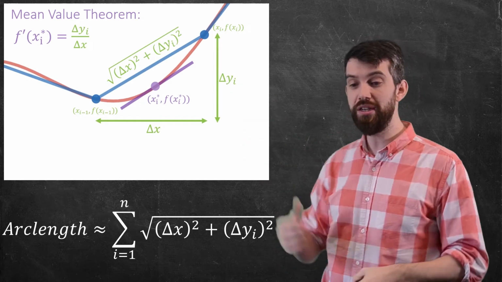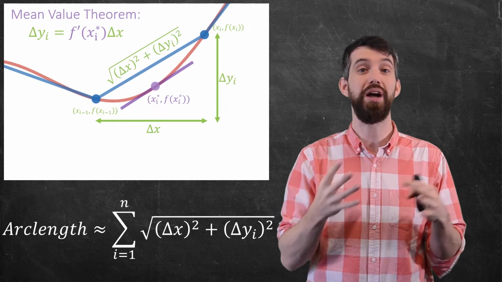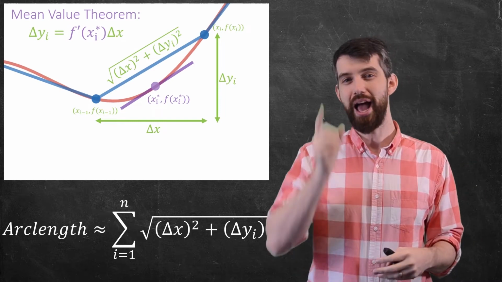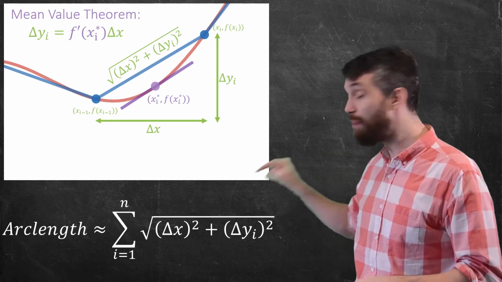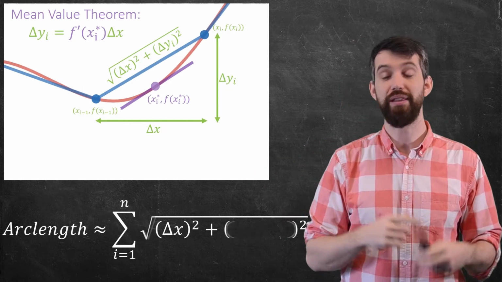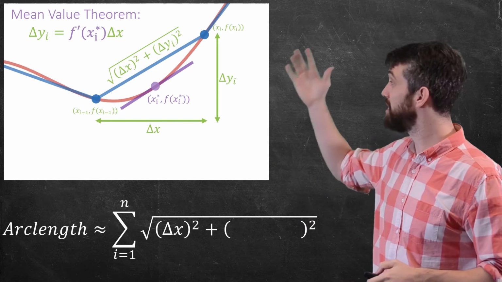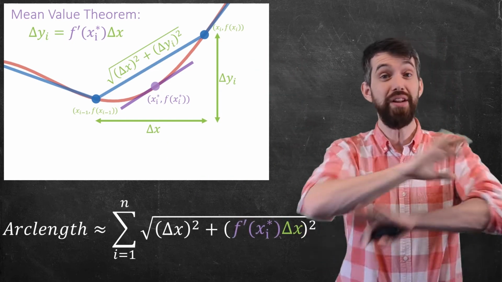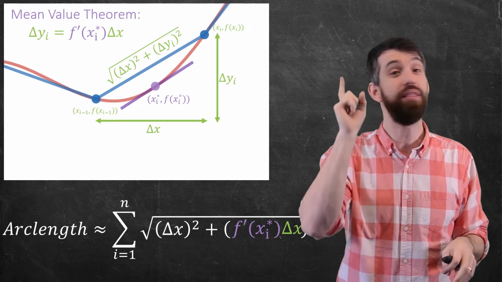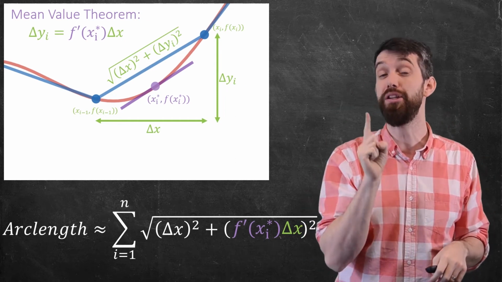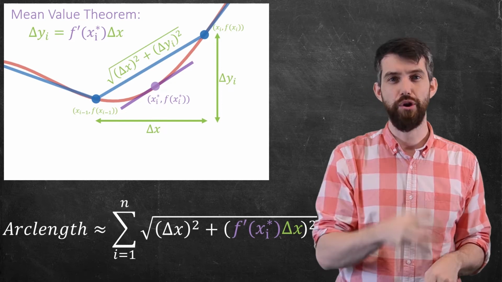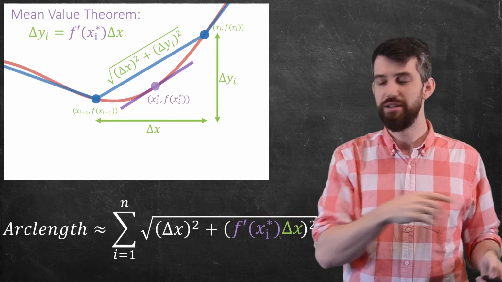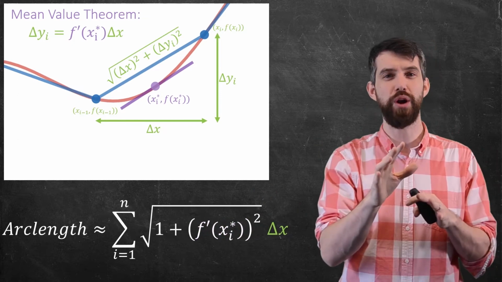I can rearrange this formula to say that my delta y sub i is therefore the derivative at some point times the delta x. And now I'm going to try to stick it down into my arc length formula. So if I leave myself a little bit more space, I can take this delta y sub i and move it down in, and now I have a formula where I don't have any delta y's, it's only delta x's and the derivative. And the derivative is something I can do with calculus. Notice how I have the delta x squared twice inside of the square root. So I can pull it out of the square root and it just becomes a delta x.